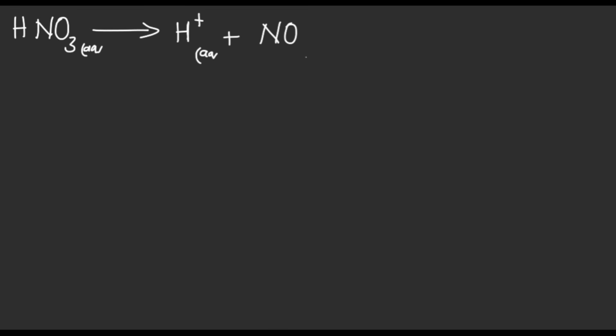now nitric acid. So the nitric acid has this chemical formula. In this one we can see that we only have one atom of hydrogen. So we are going to have a similar case to the hydrochloric acid, which is H plus aqueous plus NO3 minus aqueous. So this is our equation.